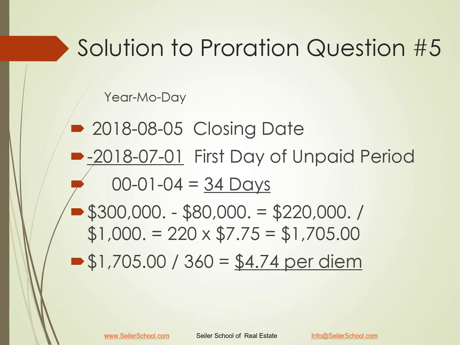We take the assessed valuation of $300,000 minus the $80,000 home exemption that we're using in this calculation to arrive at a net taxable of $220,000, and then we divide it by 1,000 because our tax rate is per thousand. So we need to find out how many thousands there are in 220. We end up with 220 times the $7.75. The tax bill for the year is $1,705.